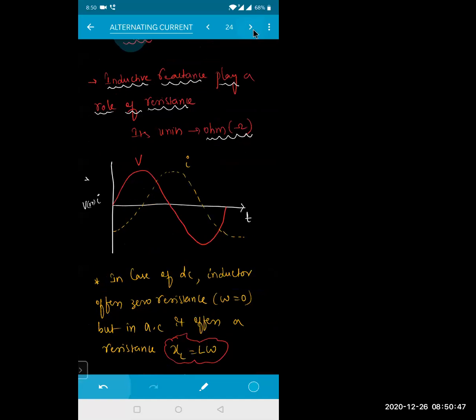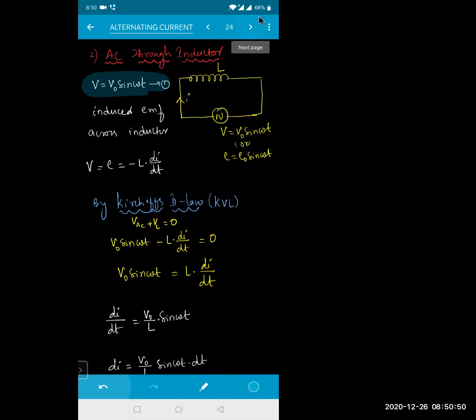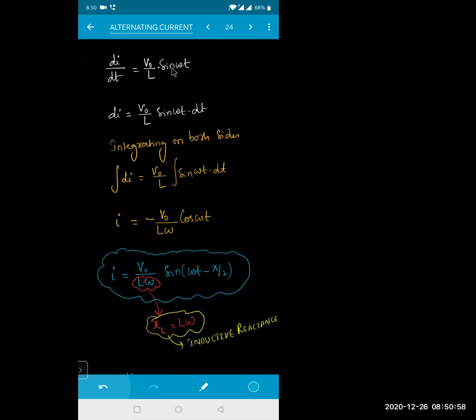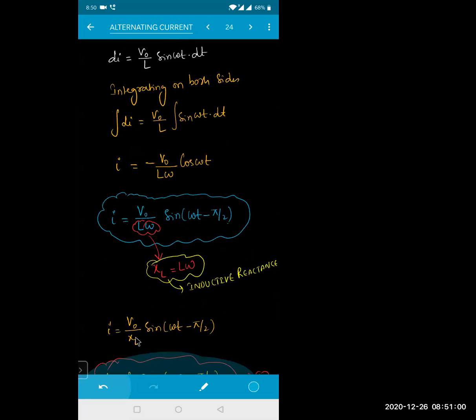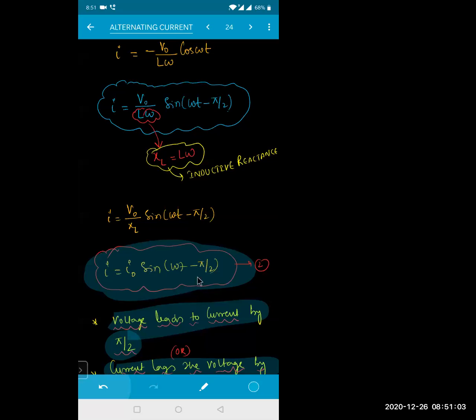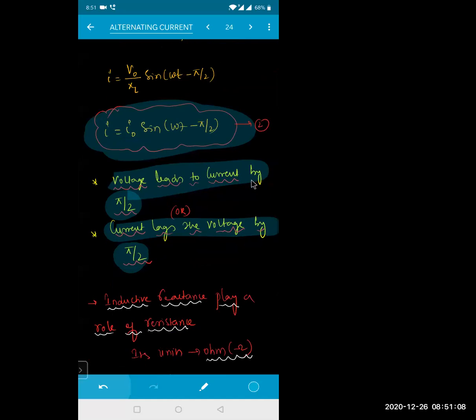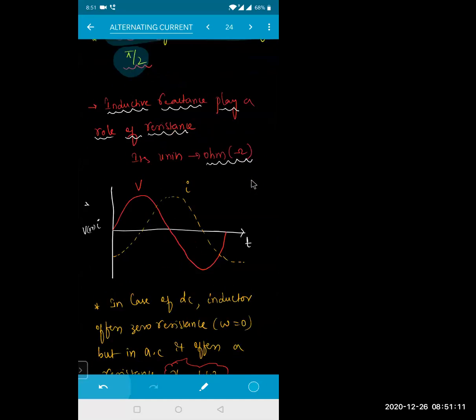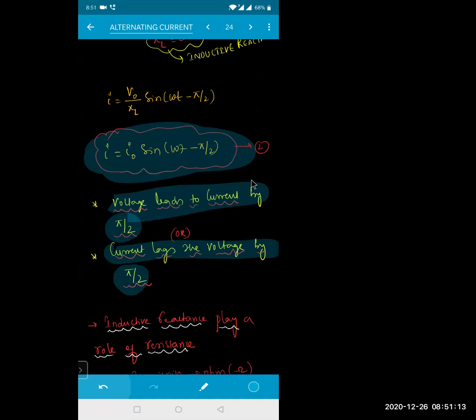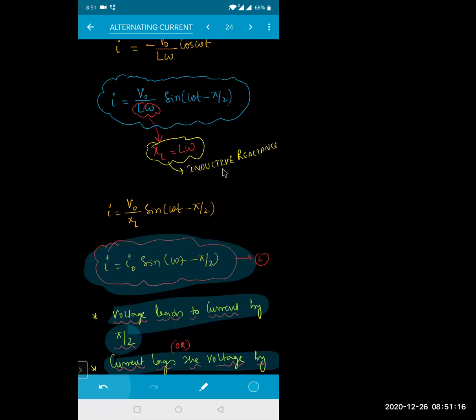But what happens when an alternating current is connected to the inductor? The applied potential is V equals V naught into sine omega t. Simplifying it, I got current I equals I naught into sine of omega t minus pi by 2. That means voltage leads the current by pi by 2, or current lags the voltage by pi by 2. This is a diagram you need to remember, and we define one important term called XL, the inductive reactance. XL is equal to L into omega.